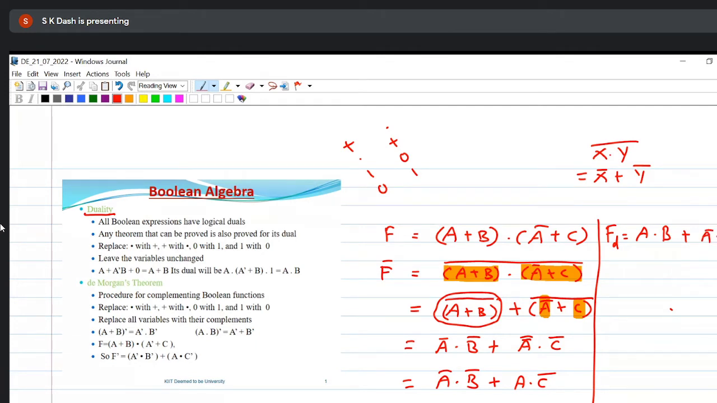Then to find the complement, each variable needs to be replaced with its complement. So a will be a bar, b will be b bar, a bar will be a double bar, c will be c bar, which gives a bar dot b bar plus a dot c bar. In this way also you'll be able to find it directly. Basically we are going through these steps only. First we need to find the dual, then we replace each variable with its complement, and then we get the complement. So simple steps.